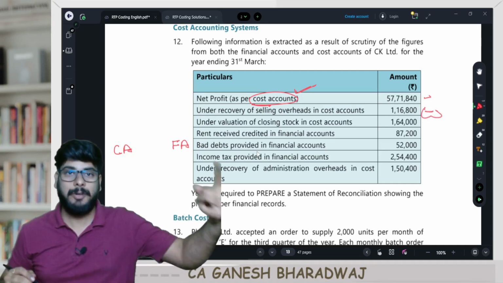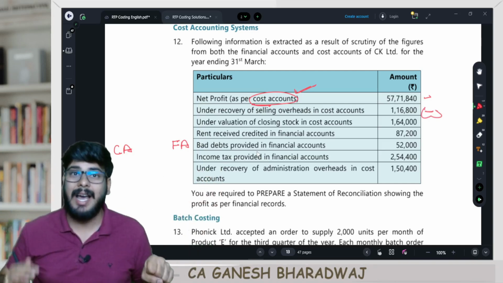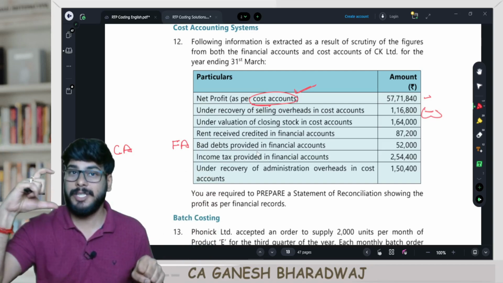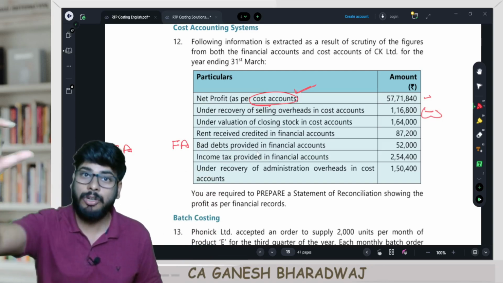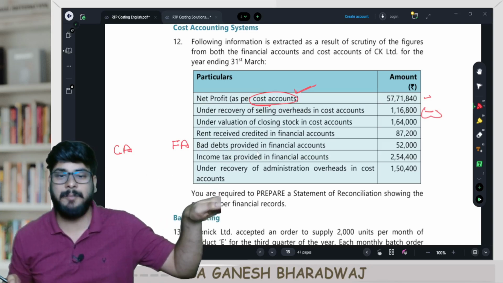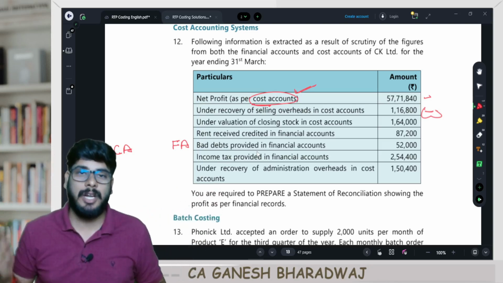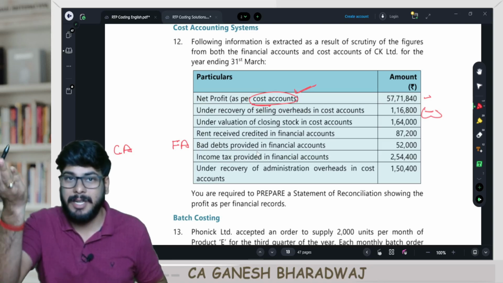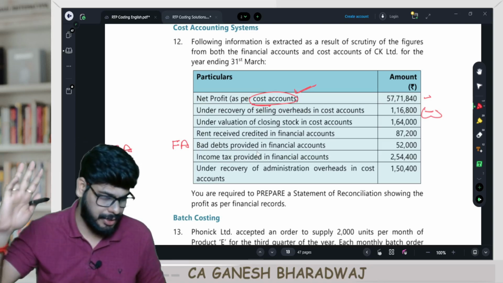So your absorbed overheads is actually less as compared to the actual overheads. Overheads is a debit item, right? The more the debit item in financial accounts, the lesser will be the profit. So from costing profit, if you want to reach your financial profit, in this case, this adjustment needs to be subtracted. Are you clear with this? Next one.